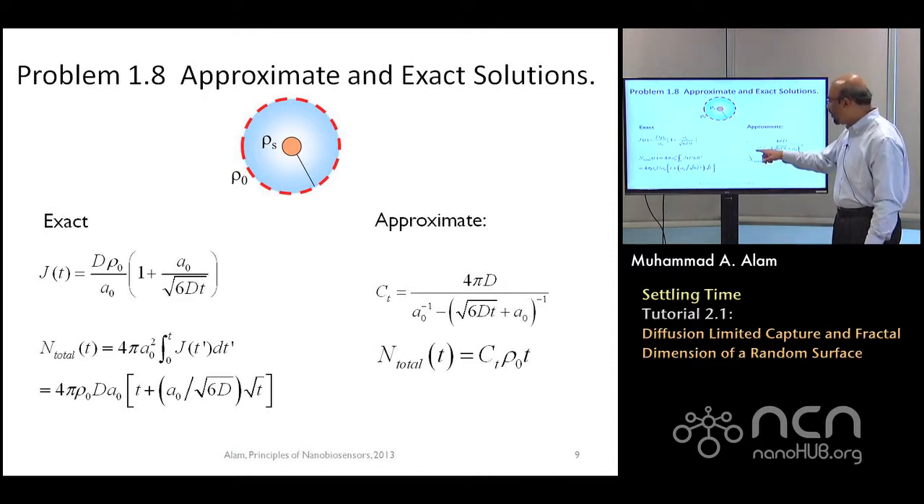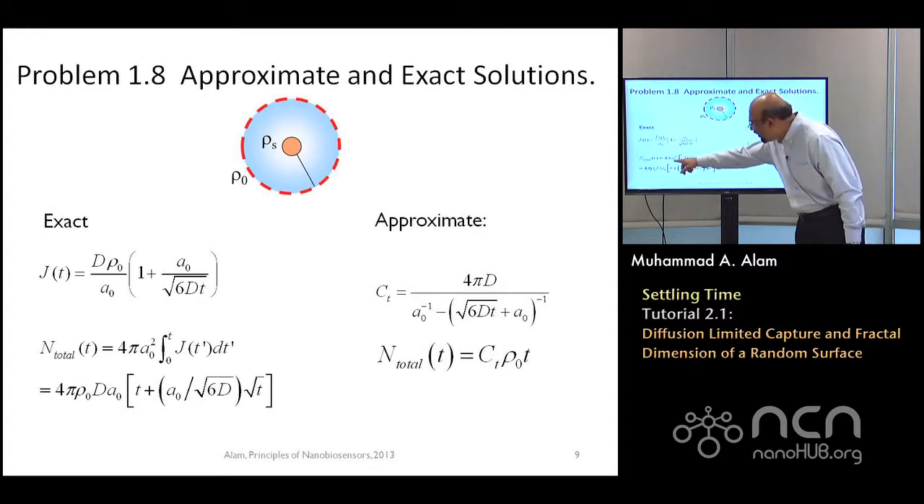In the approximate one, you may remember that we had the transient diffusion equivalent capacitance, epsilon was changed by D, and W was replaced, so it was W plus A naught. The W was replaced by square root of 6 D t, and we calculated the corresponding total capture.